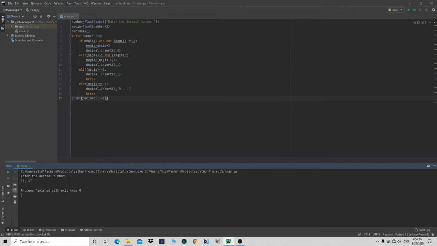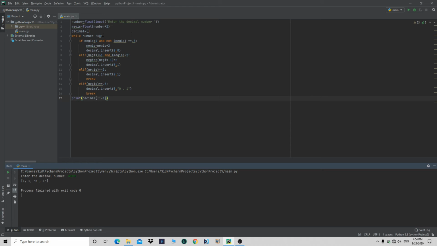Okay, 0.75 in decimal is converted to 0.11, and if I convert 0.8125, then 0.1101, that's going to be the value in binary. So I'm going to explain why I did that.